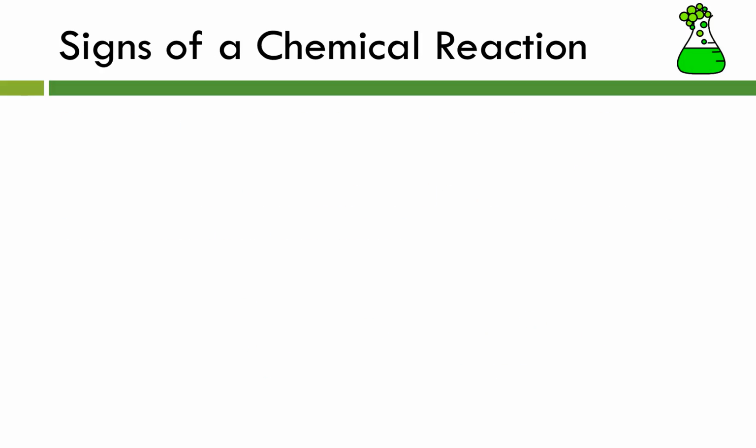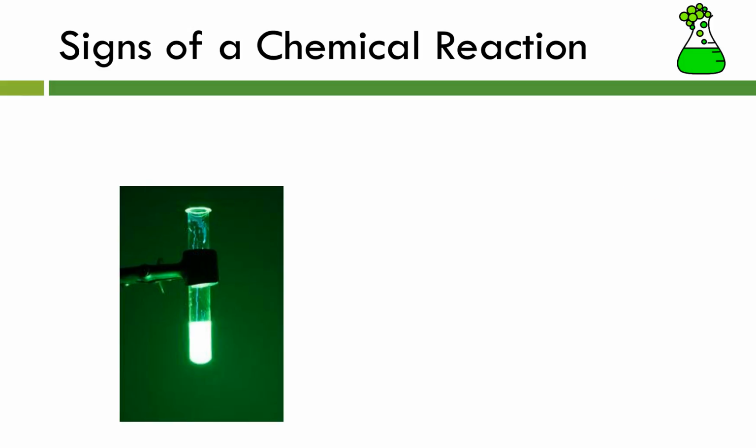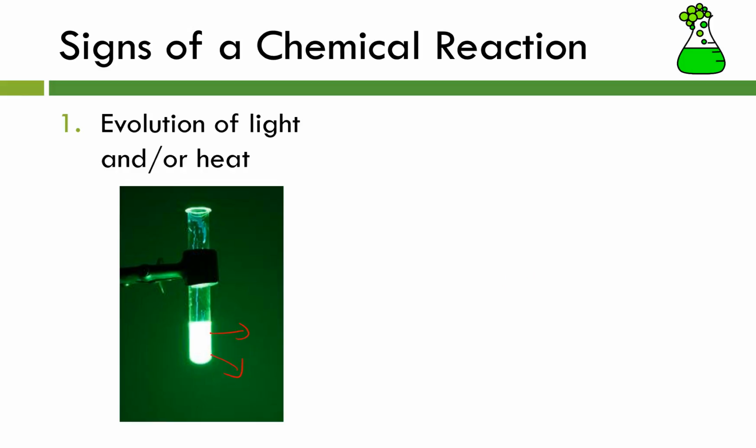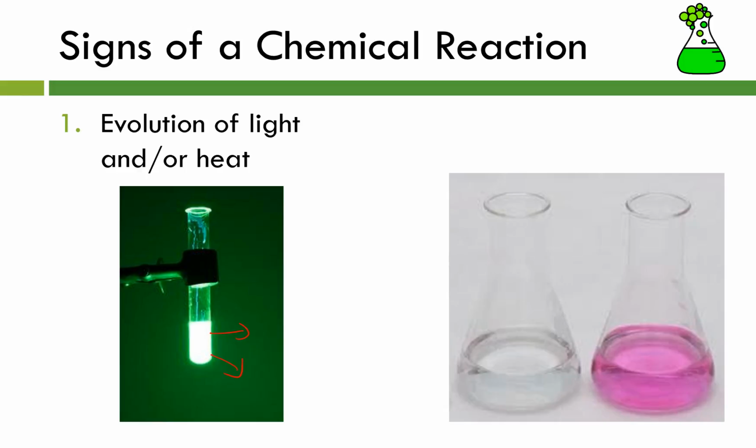Let's start off with some signs of a chemical reaction. Hopefully what catches your attention when you look at this picture is that light is being given off. Oftentimes the evolution of light and/or heat is a sign that a chemical change has occurred. You can think about your Bunsen burner in lab. When you take methane, CH4, and you react it with oxygen, O2, you're going to produce a lot of light and heat.